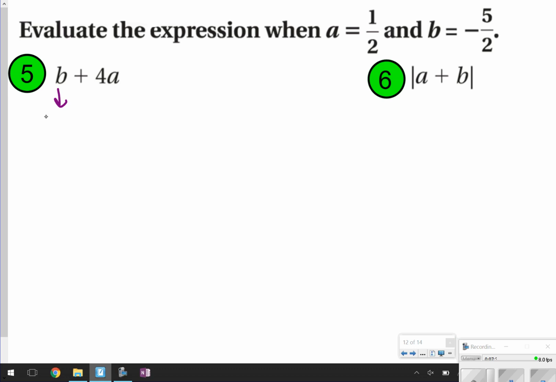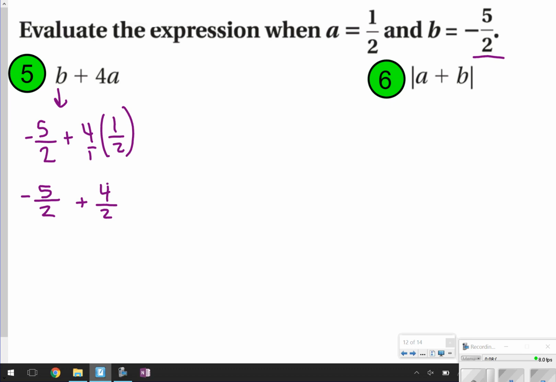So for question number 5, B plus 4A would be negative 5 halves, because B is equal to negative 5 halves, plus 4 times 1 half. So you maybe just think about what would 4 times 1 half be equal to? You can either do 4 over 1 and multiply, that's going to give you 4 halves, or just 2, but we're going to keep it like that so we can add this negative 5 halves. I have different signs, so I'm going to subtract. So 5 take away 4 is 1, keep my denominator, and my answer will be negative because my larger value is negative.